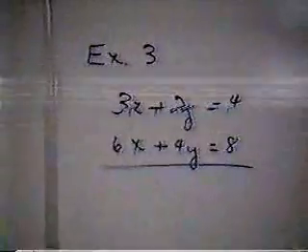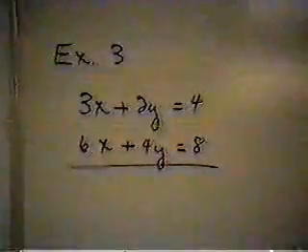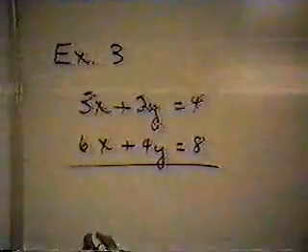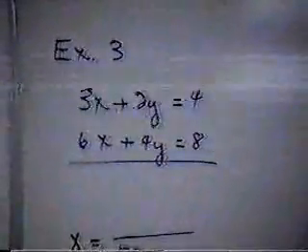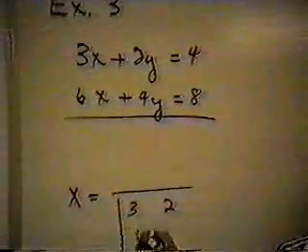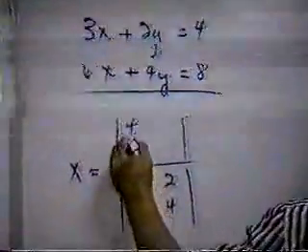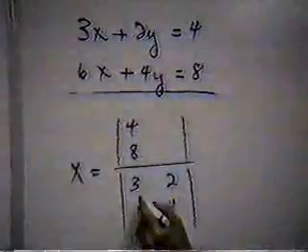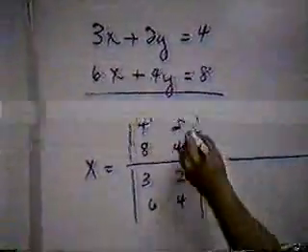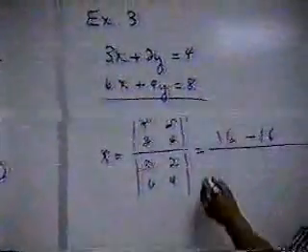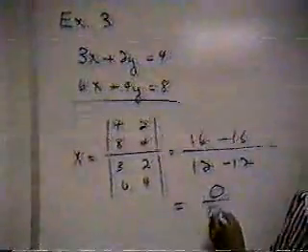Remember, example 3 is this case where we get the no solutions and the many solutions type of situation. So example 3, what would we have here for x? All right, for x here, the denominator would be 3, 2, 6, 4. The numerator would be, for x, we replace it with the constants. We replace this with the 4, 8. We have 2, 4. All right, multiplying out, we get 16 minus 16. Bottom, we get 12 minus 12. Oh, we get 0 over 0.